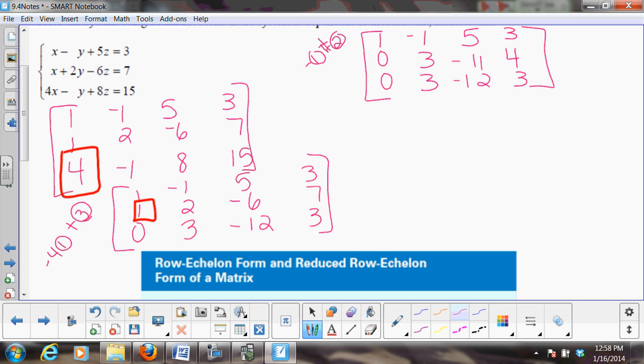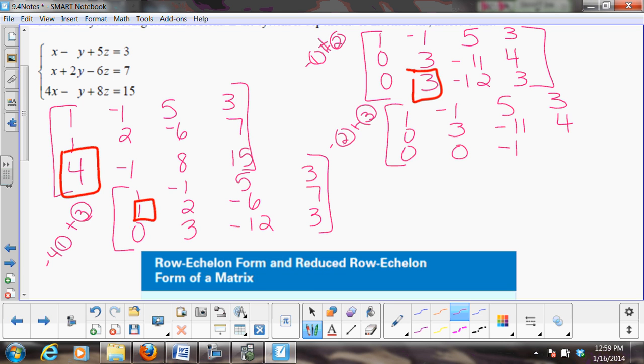And then next would be to get rid of this bottom 3. So I'm going to do negative row 2 added to row 3. 1, 0, 0. -1, 3, 0. 5, -11. So -11 plus 12... -12 is -1. And then -4 plus 3 is -1. What this is saying right here is that -z equals -1. Divide by negative, so z equals 1.